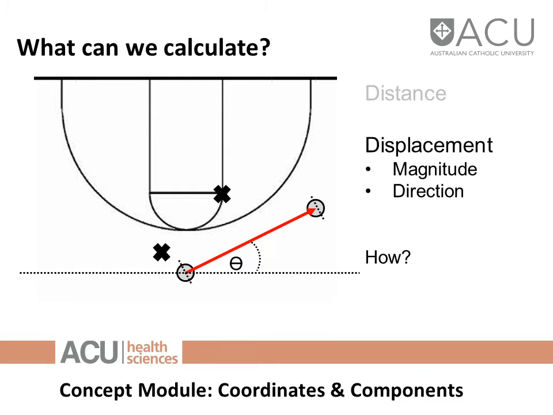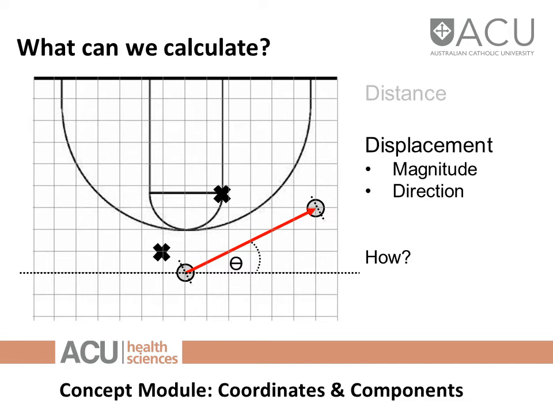We need something else. And so by introducing coordinates, which is essentially a grid system, over the top of this problem, we can suddenly find out a lot more information. And in particular, the great thing that those coordinates help us with is to create a right angle between the horizontal and vertical lines in that grid.